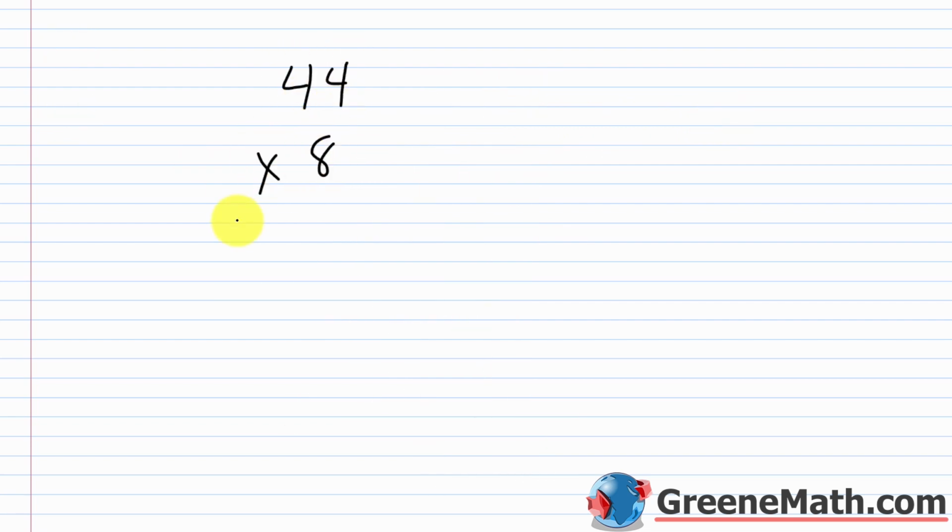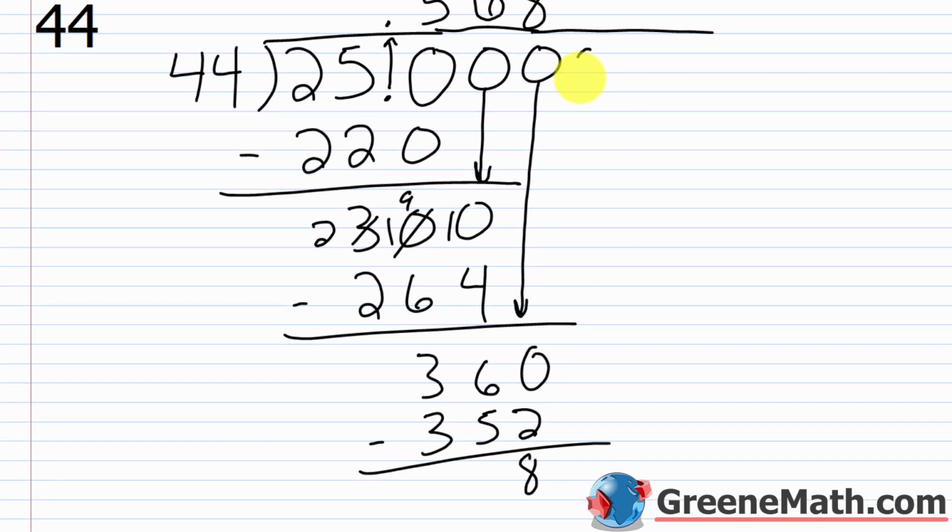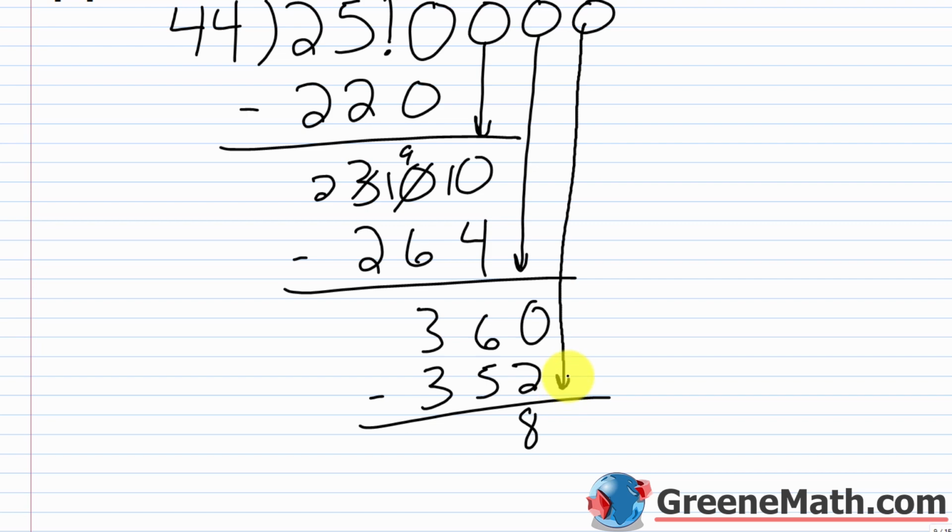44 times 8. 8 times 4 is 32. 2 down, carry the 3. 8 times 4 is 32. Plus 3 is 35. So 352. So we're going to write 352 here. And we're going to subtract. 360 minus 352 is 8. And we'll put a 0 here and bring that guy down.